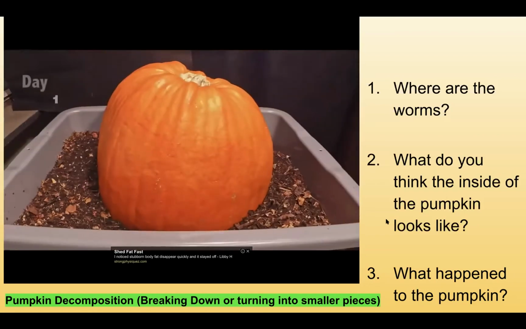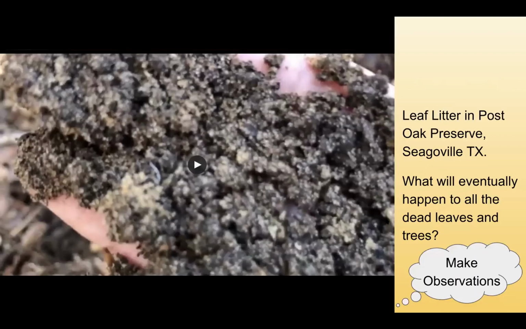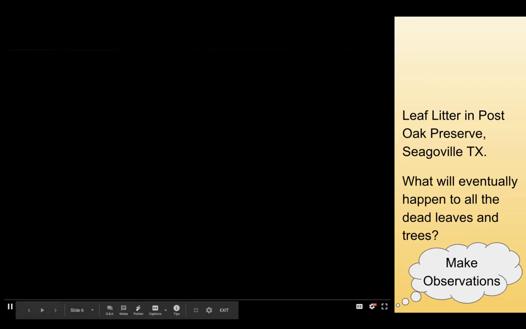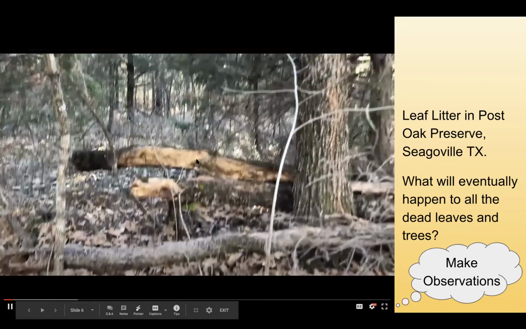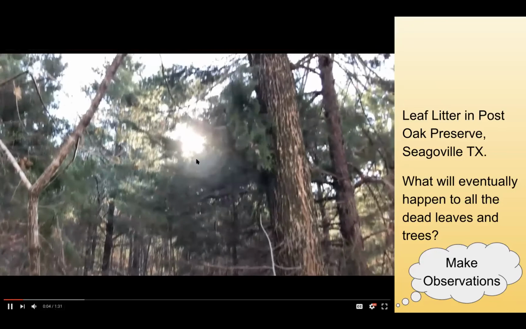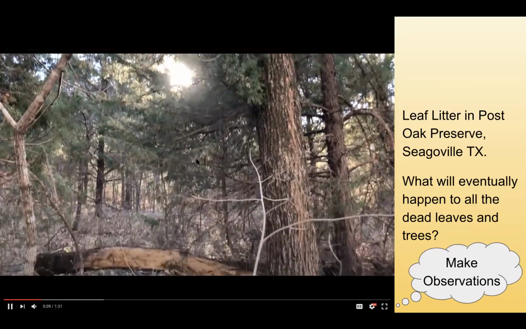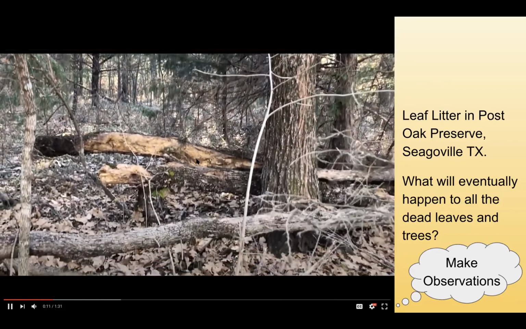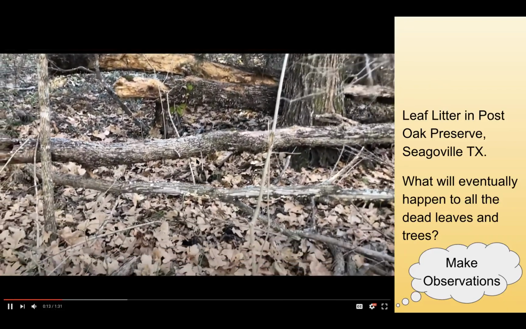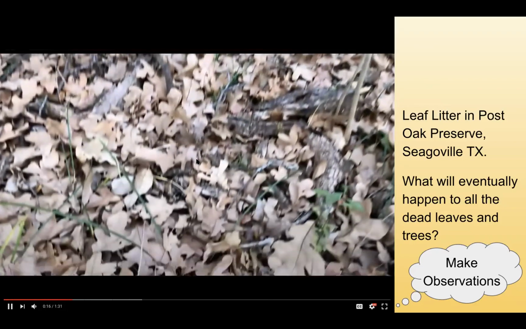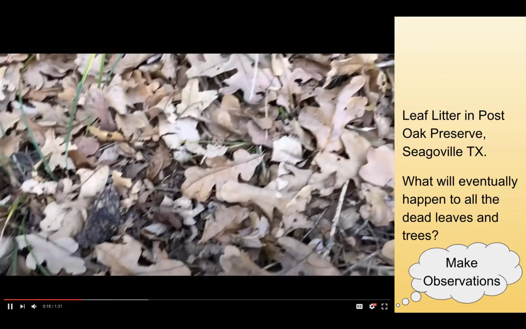And then the next thing we're gonna take a look at is a little video. Again, I went for a walk yesterday in our forest across the street, and it's leaf litter, so all the leaves on the ground. And think about what's gonna happen eventually to all these dead leaves and trees. So there's a dead tree that fell down. You can see all the leaves on the ground. Look at the size of those leaves on the top.